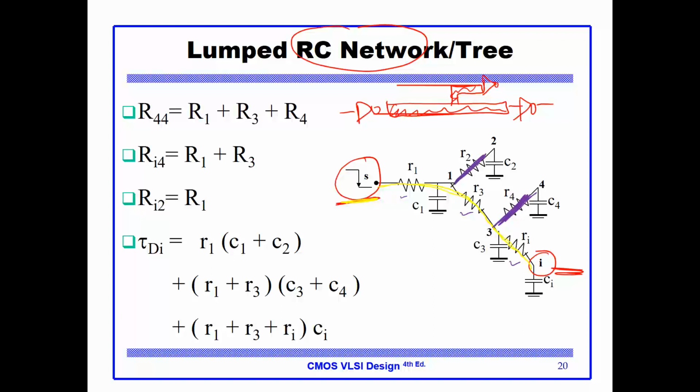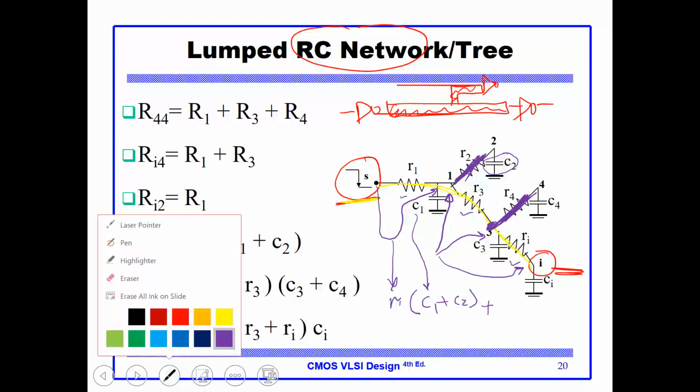And second, we compute the delay to every junction or every branch one by one. So the delay from S all the way to this point equals what? Resistor R1 times, what's the capacitance here? It is C1 and C2. Notice, because this is short-circuited, plus. Then we move on to the next point, which is right here.